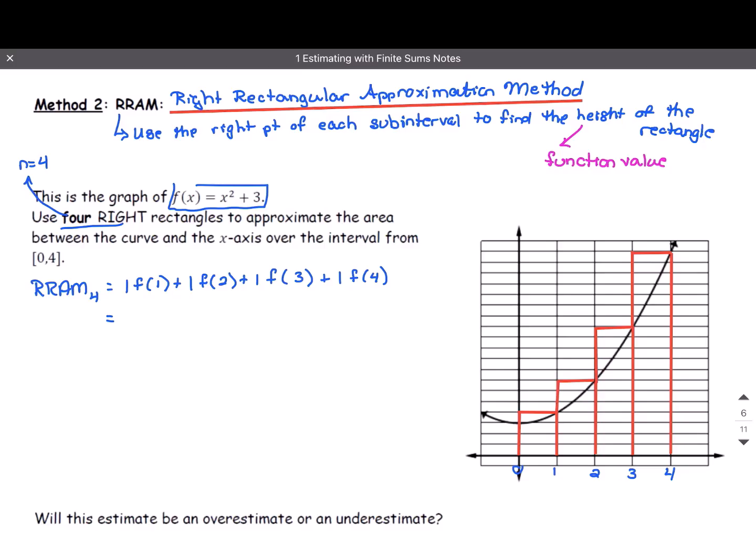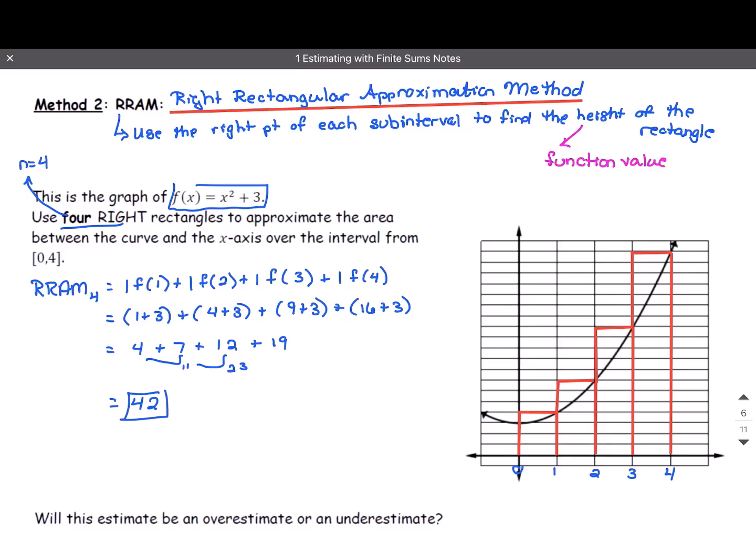We're plugging these numbers into the function x squared plus 3. So that's going to be 1 squared is 1 plus 3, and then 2 squared is 4 plus 3, and then 3 squared is 9 plus 3, and then 4 squared is 16 plus 3. So we have 4 plus 7 plus 12 plus 19. And if we add this up, this is 11, this is 23, and we'll get 42 altogether. Notice that area is much larger than the left rectangular approximation.